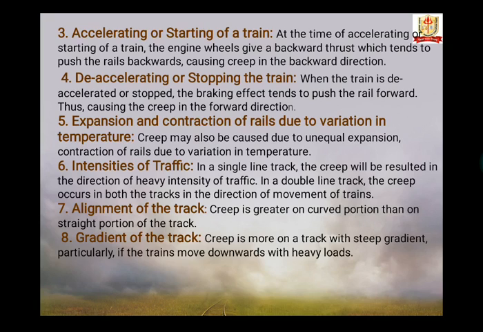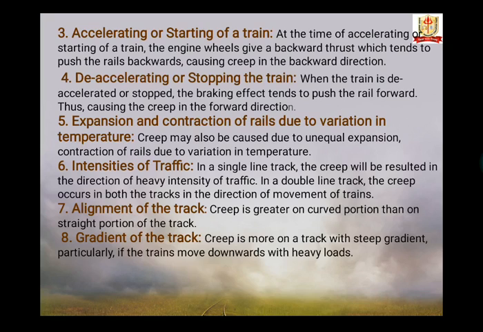Next is expansion and contraction of rails due to the variation in temperature. Creep may also be caused due to the unequal expansion and contraction of rails due to variation in temperature. The creep in this case is influenced by the range of temperature variation and location of track.